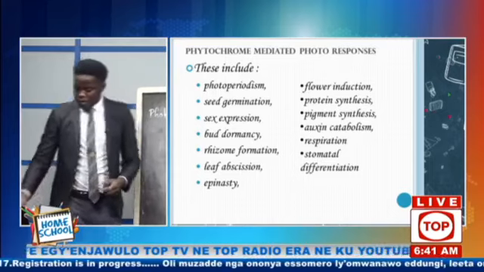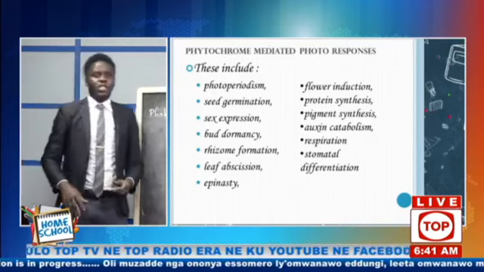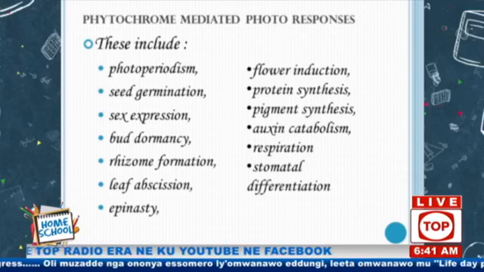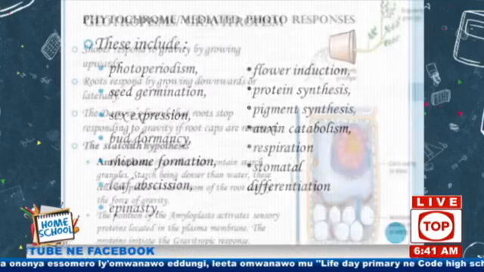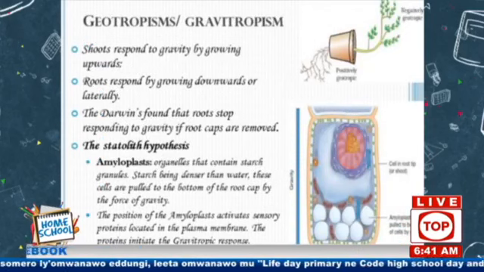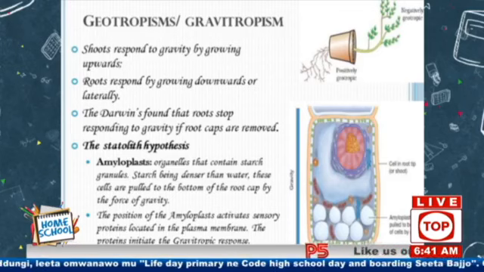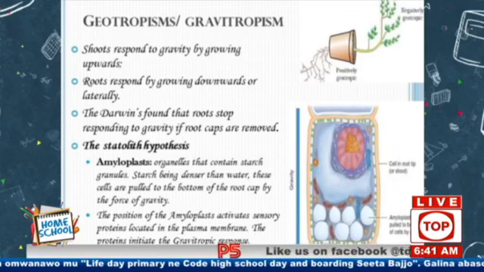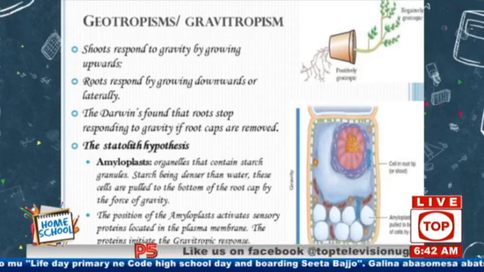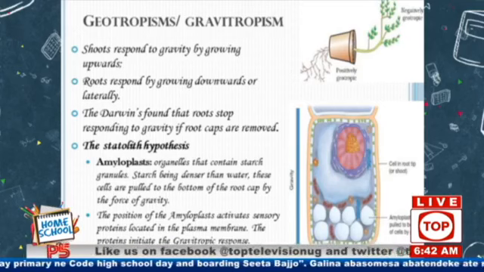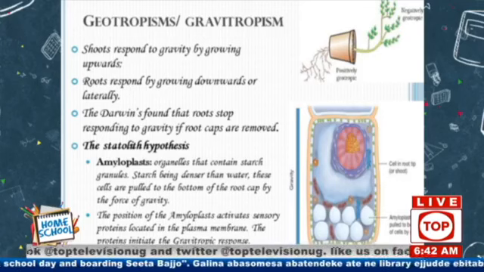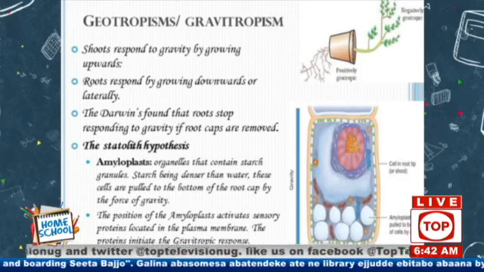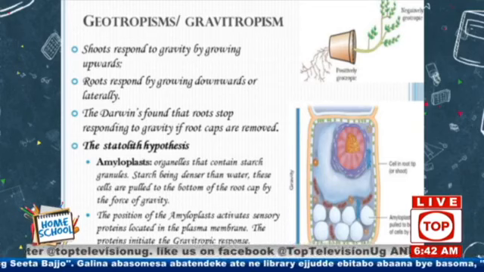Okay. So continuing with the next tropism, I want us to look at gravitropism, commonly known as geotropism. Geotropism is the response to gravity, and we are saying right there that shoots respond to gravity by growing upwards, and roots respond to gravity by growing downwards.